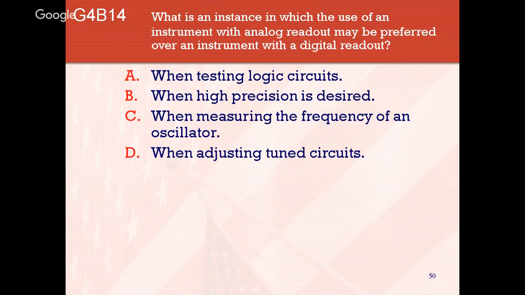What is an instance in which the use of an instrument with an analog readout may be preferred over an instrument with a digital readout? If you have an analog readout but you want to use a digital readout, it's particularly helpful when adjusting tuned circuits, because the digital meter is not going to load down the circuit that you're measuring like an analog meter might do. The analog meter has a lower input impedance and can actually affect your reading.